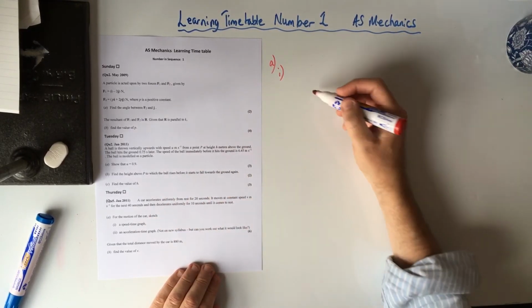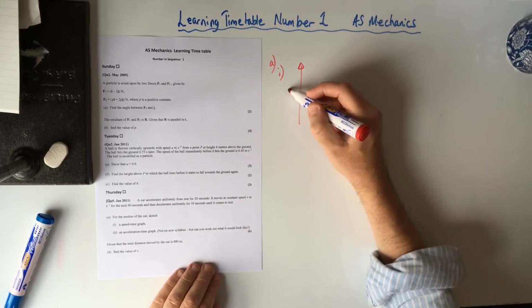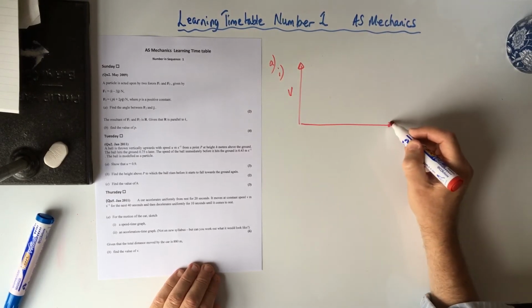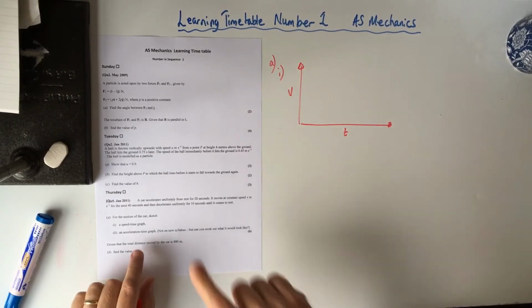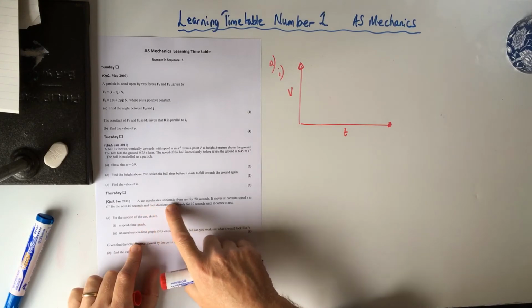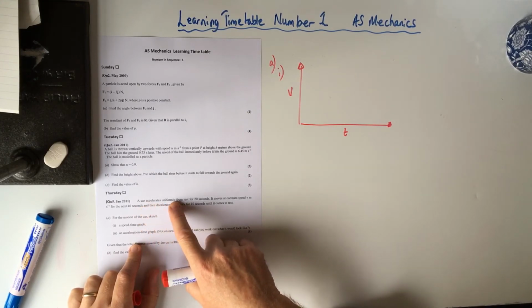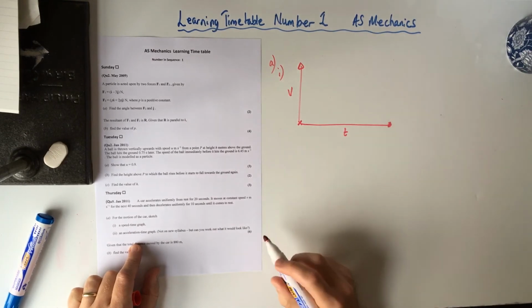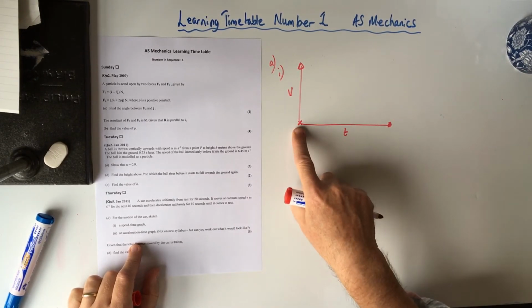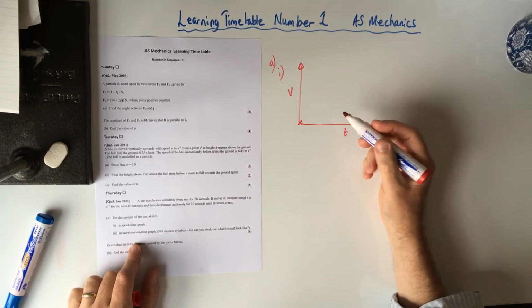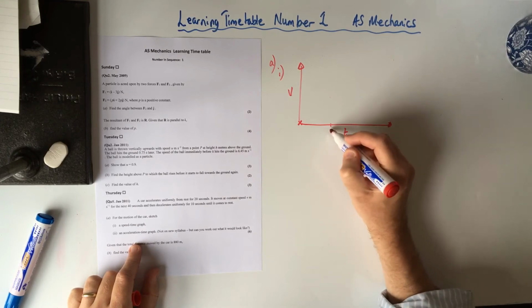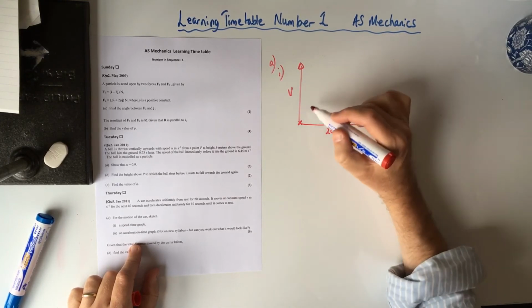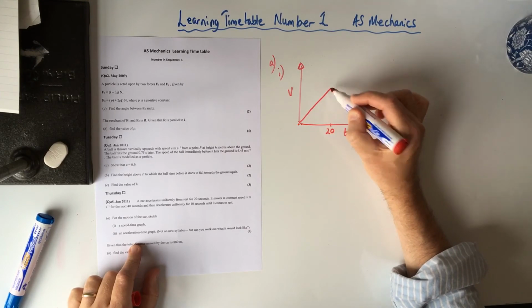So that's a velocity time graph. So we want the velocity and the time. Okay, so what happens? A car accelerates uniformly from rest, so constant acceleration. Rest is important. It means its velocity was 0. And after 20 seconds, so there's 20 seconds on our timeline, it's accelerating up to that.